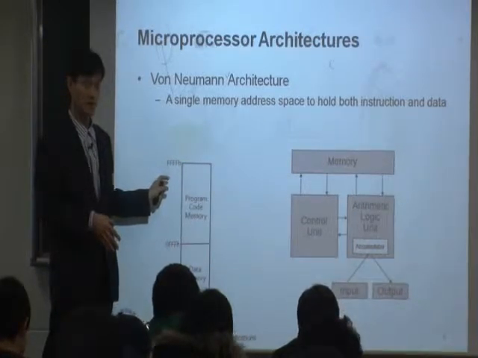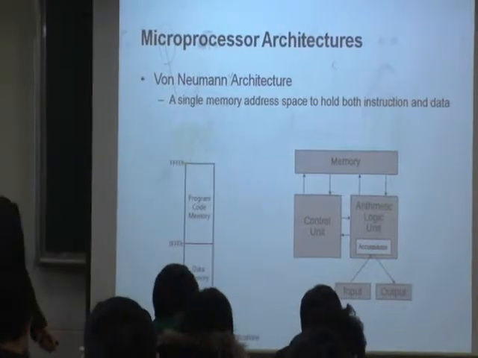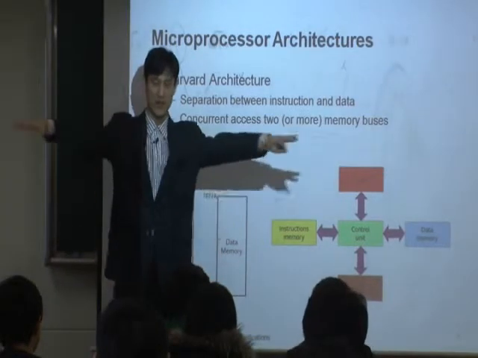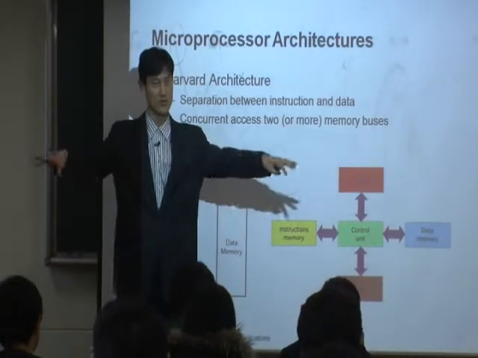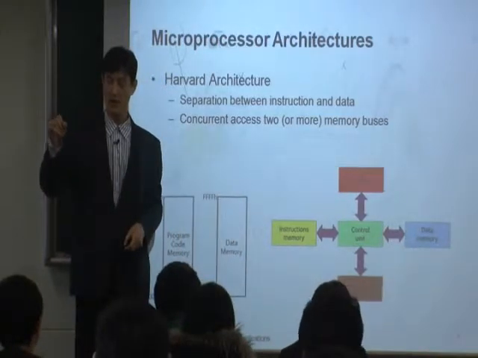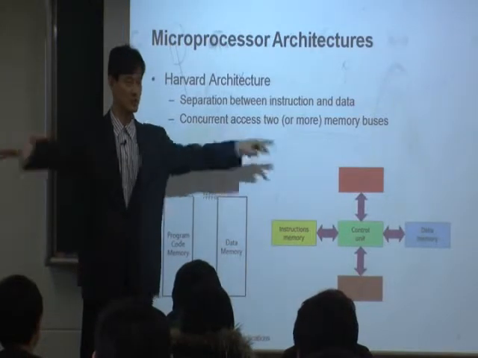Okay? That's the von Neumann architecture. It's like this, right? In the Harvard architecture, in the previous architecture, we have two different address spaces. So it's like two different towns. I can access address 100 in here, and at the same time, I can access 200 here.